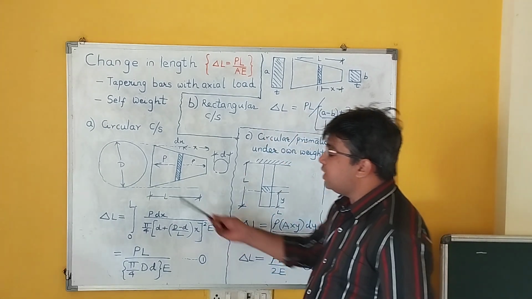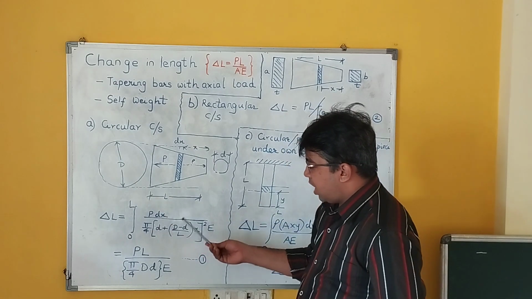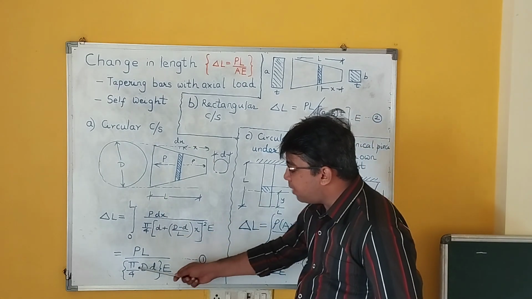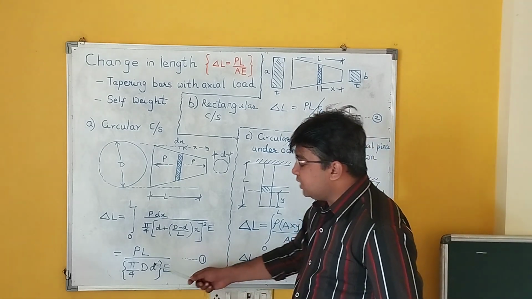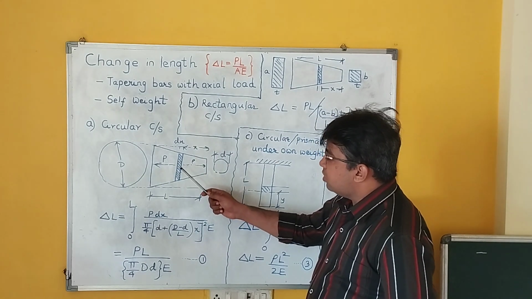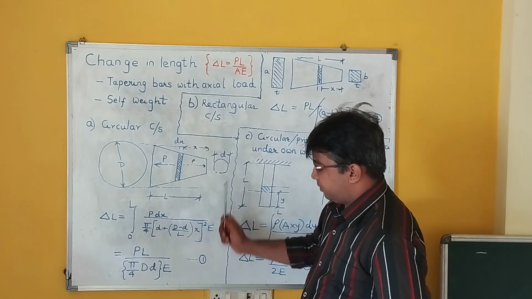Now if I integrate this over the entire length and find the value of the integration, it comes out to be PL by pi by 4 D d E. So this is nothing but the elongation of a tapering circular bar.